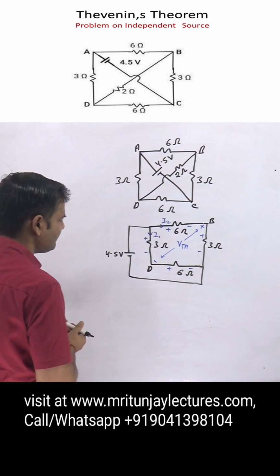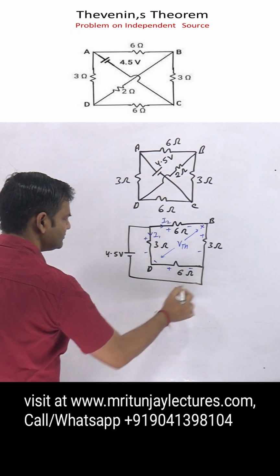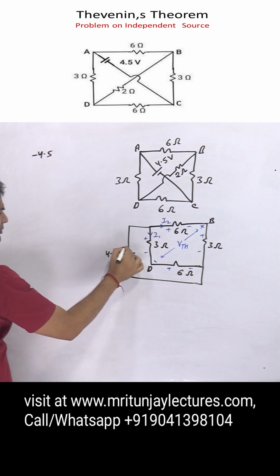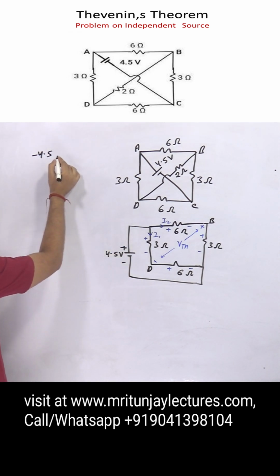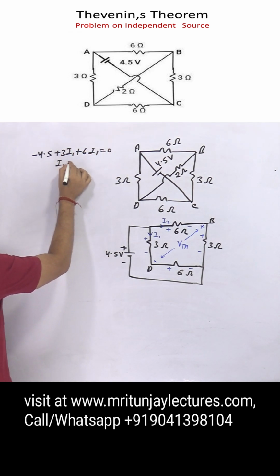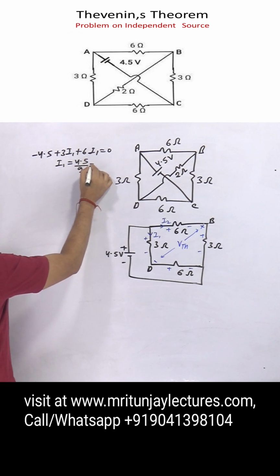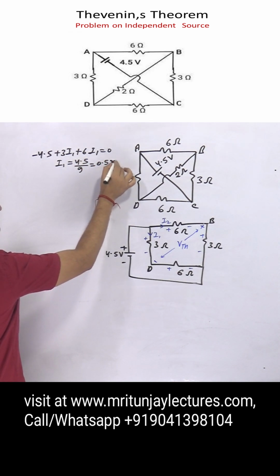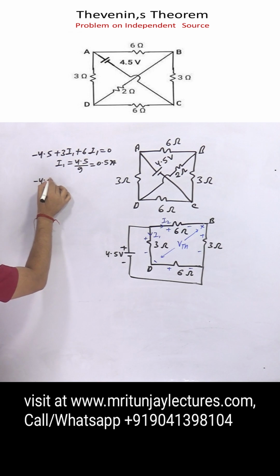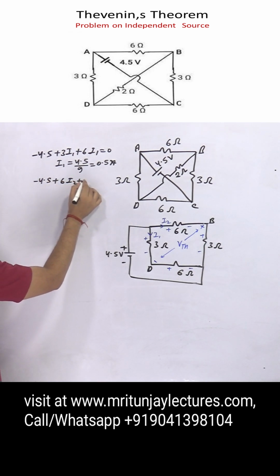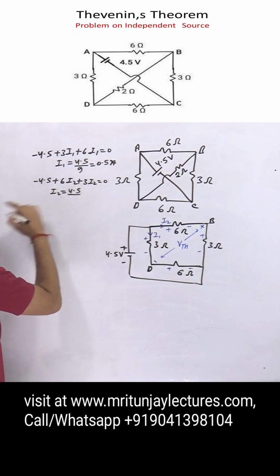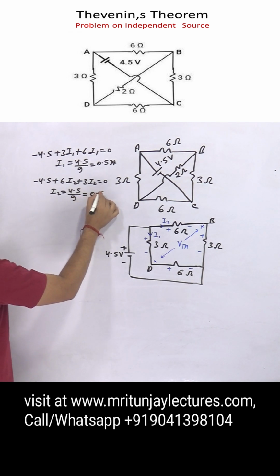First of all apply KVL in this loop. So we get minus 4.5, here positive, here negative, that's why minus 4.5 plus 3I1 plus 6I1 is equal to 0. So I1 is 4.5 by 9, that is 0.5 ampere. Similarly, apply KVL in this loop: minus 4.5 plus 6I2 plus 3I2 equals 0. So I2 is 4.5 divided by 9, we get 0.5 ampere.